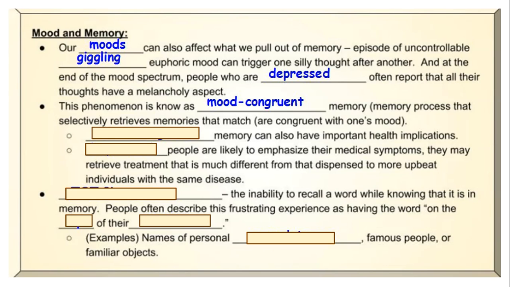It's the memory process that selectively retrieves memories that match one's mood, which we kind of mentioned when we were talking about emotion and motivation back in chapter 8. Anyway, mood congruent memory can also have important health implications. Depressed people, again, are more likely to emphasize their medical symptoms.